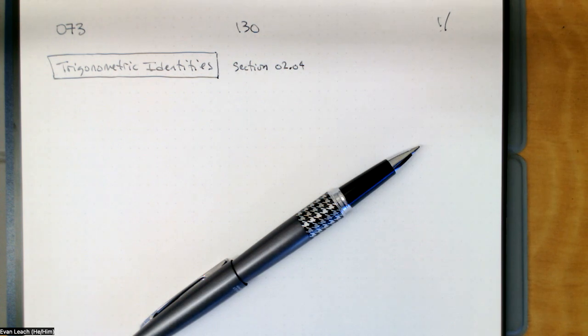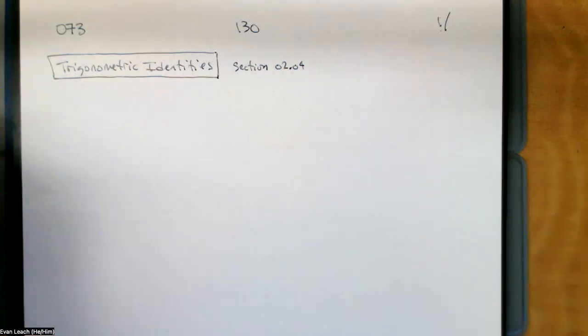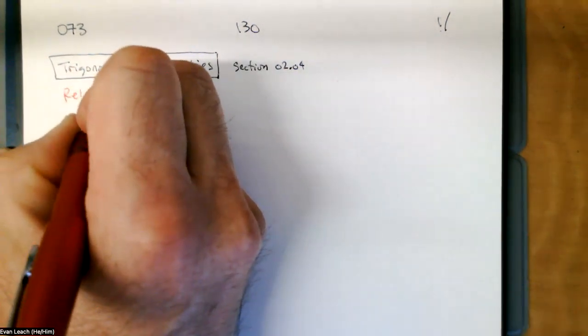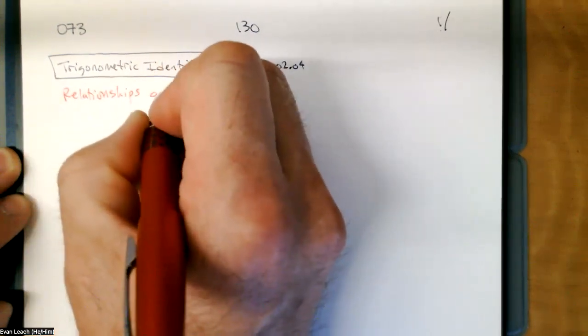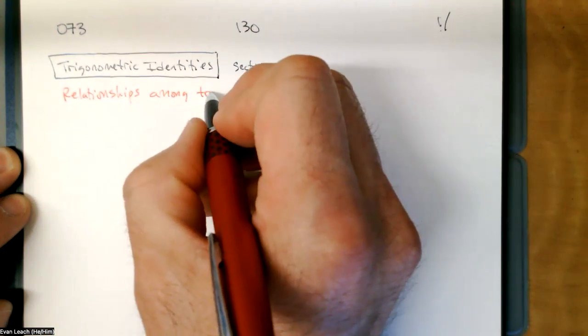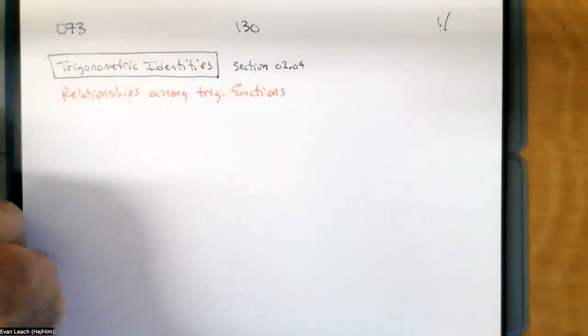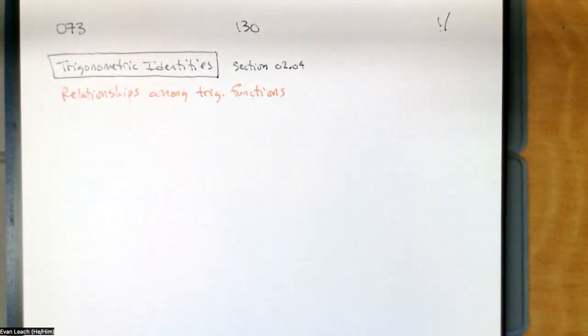Here's why we care about trigonometric identities. We have all these trig functions. And one of the things that can help us remember how these trig functions work is to remember that all these trig functions are related. So trigonometric identities are relationships between the trig functions. One thing that we always want to remember is that the trig functions are all related in some fashion.